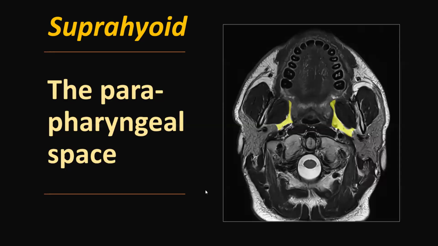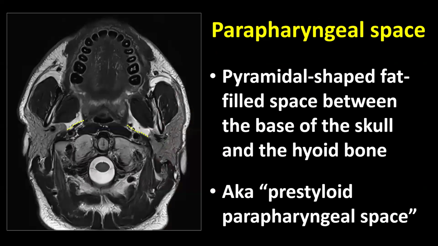Let's move on to the parapharyngeal space. The parapharyngeal space is located laterally of the pharyngeal mucosal space, and as you can see here, we only have a parapharyngeal space in the suprahyoid neck. So we don't have a parapharyngeal space in the infrahyoid neck. The parapharyngeal space is a pyramidal-shaped, fat-filled space between the base of the skull and the hyoid bone, so it extends quite deeply in the suprahyoid neck.